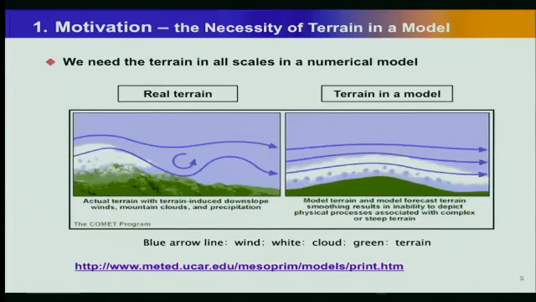Here is an example. The left one is the real terrain, and we get the wave-like flow like this, and the cloud here, precipitation here. And if we smooth the terrain in a model, we will get quasi-horizontal flow and a uniform pattern of the cloud as well as the precipitation. So now we are sure that the terrain significantly affects the atmosphere, and we have to include that in a model. How to do that?